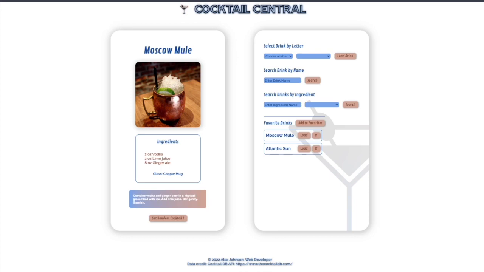Cocktail Central was built using JavaScript, HTML, CSS, Express, Axios, PostgreSQL, and jQuery. Its main input data is sourced from the CocktailDB API. A link to this API can be found below.